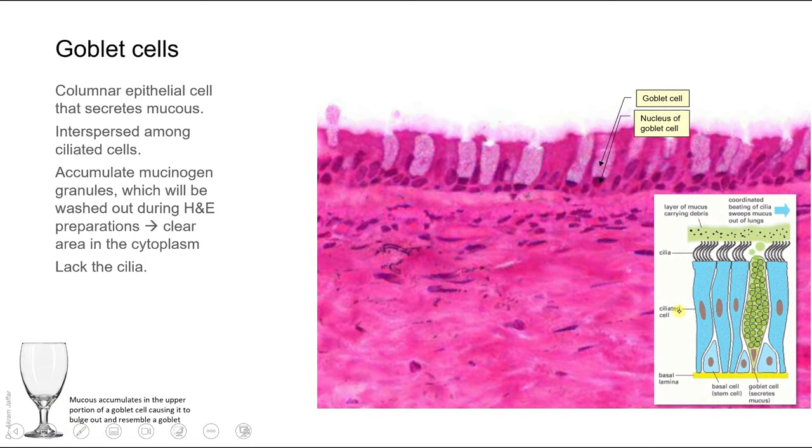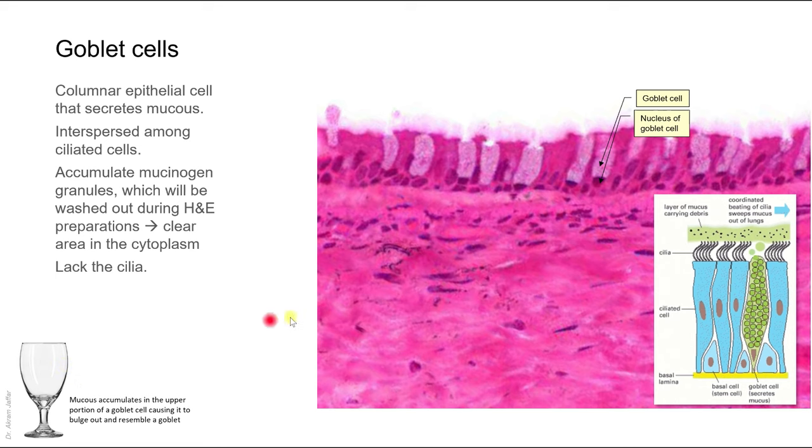Here again, the goblet cells, I have just mentioned that they accumulate the mucus in the apical part of the cytoplasm, and that's why they have the shape of a goblet. And because this mucus is mostly washed out during the tissue preparation, the cytoplasm appears clear. And obviously they lack the cilia.